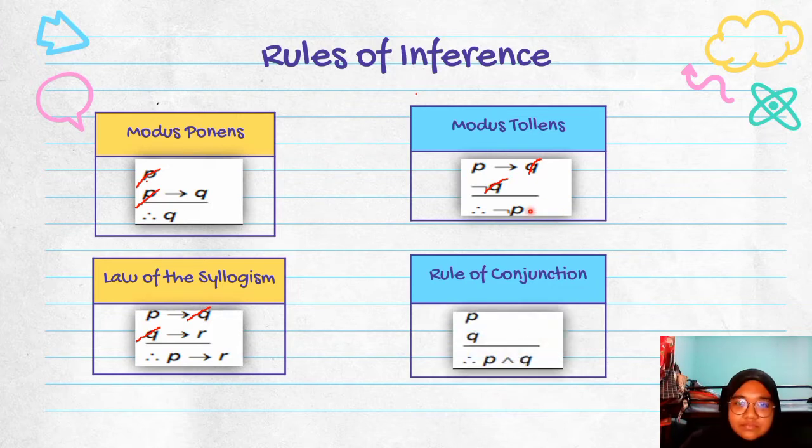And then the rule of conjunction. For this rule, the first premise is P and the second premise is Q, and we can combine the two single premises and the conclusion will be P ∧ Q. To combine two premises, we use the symbol of and, which we call intersect.